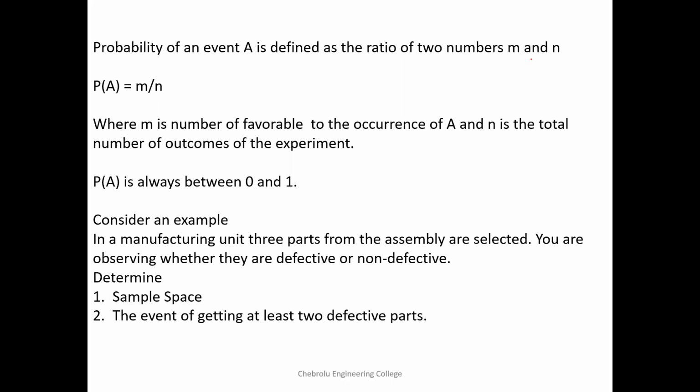In a manufacturing unit, 3 parts from the assembly are selected. You are observing 3 parts. I have taken 3 parts and I am just observing whether they are defective or non-defective. Now the question is, determine the sample space and determine the event of getting at least 2 defective parts. You have taken 3 things into your hand and you are checking which one is defective and which one is good or non-defective.